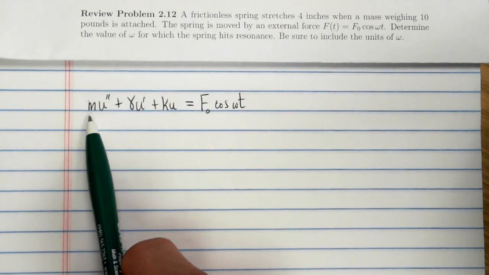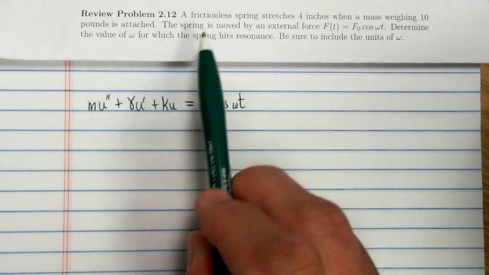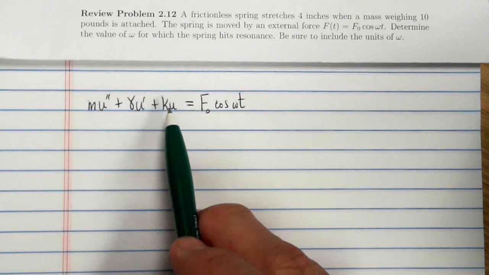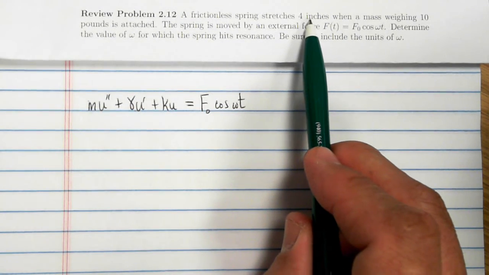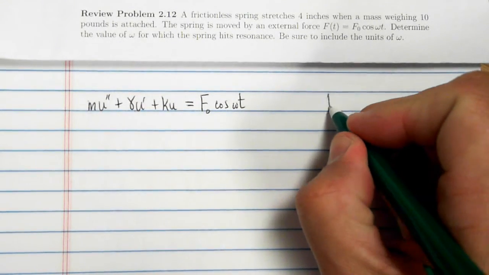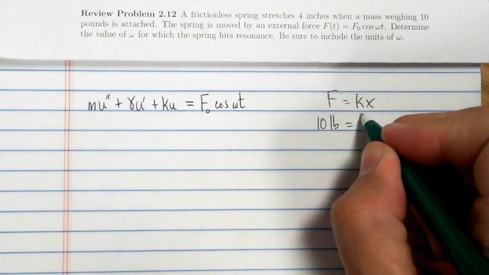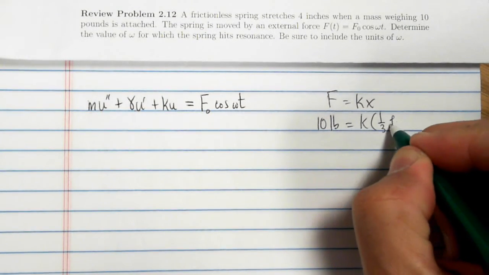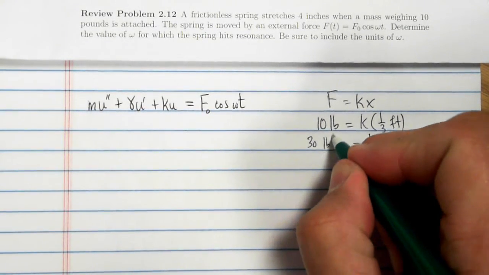We have three constants that we have to solve for: m, gamma, and k. Gamma is 0 because it's frictionless, so that's easy. To determine k, we use the fact that the spring stretches 4 inches when 10 pounds is attached. So we use that F is equal to k times x, so the force of 10 pounds equals k times a third of a foot. And so k is going to be equal to 30 pounds per foot.